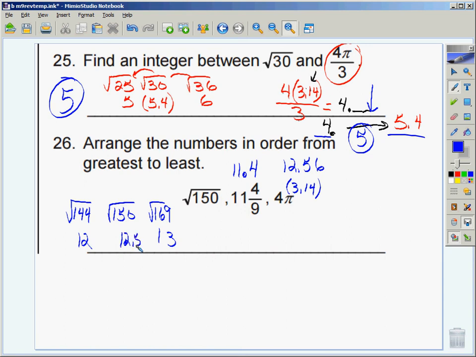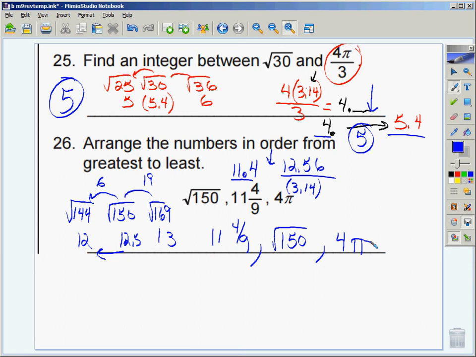12.5 would be directly in the middle. It's only 6 away from 144. It is 19 away from 169, so it's less than 12.5, but more than 12. For the sake of argument, that gets us close enough because I know that I'm between 11.4 and 12.56. So listing them in order, 11 and 4/9 is my smallest. The square root of 150 is next, and 4 pi is the largest.